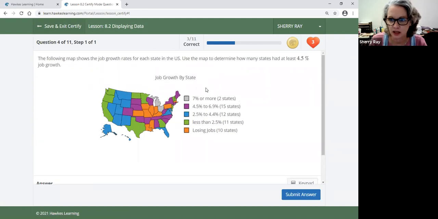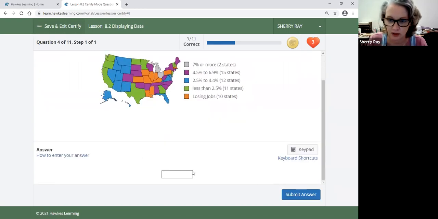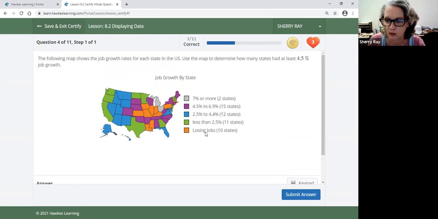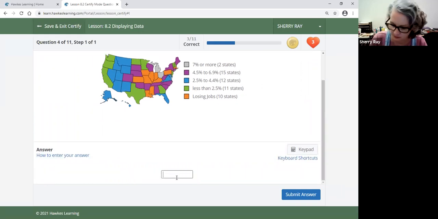On this one, how many states had at least 4.5% job growth? At least, so that would be 15 plus 12 plus 11 and 10. So that gives me 48. I could just take 50 minus the 2. Oh, wait, did I read this wrong? How many states had at least 4.5? So that would be the 15 plus the 7% or more. So that would be 17. Okay.